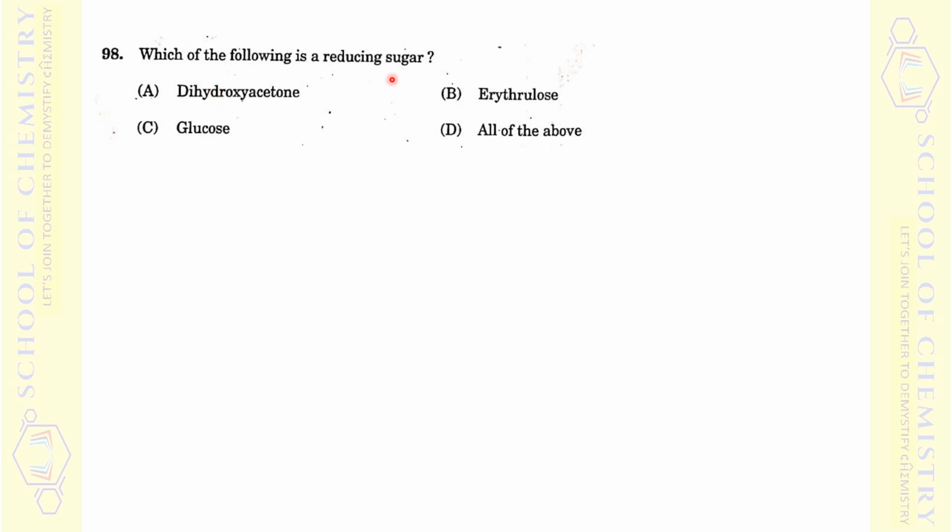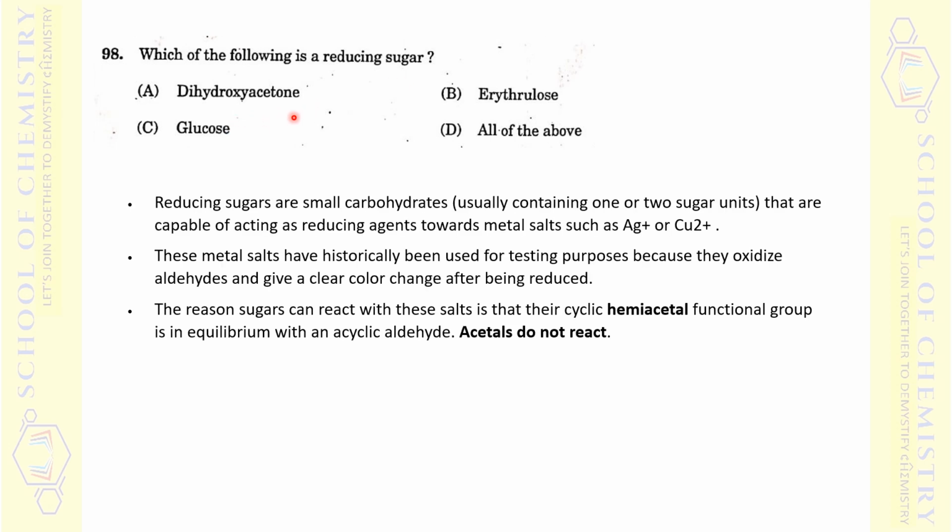Question 98, which of the following is a reducing sugar? In fact, a simple one, but because some different options they have given, it could be a little confusing. One thing is that glucose is a reducing sugar, we know that fact. So what is a reducing sugar, that we should know. Reducing sugar or non-reducing sugar is based on some tests, and those tests make use of silver plus or copper 2 plus ions, and the carbohydrate undergoes oxidation by reducing these. Such a sugar which is capable of reducing Ag plus and copper 2 plus will be called a reducing sugar.